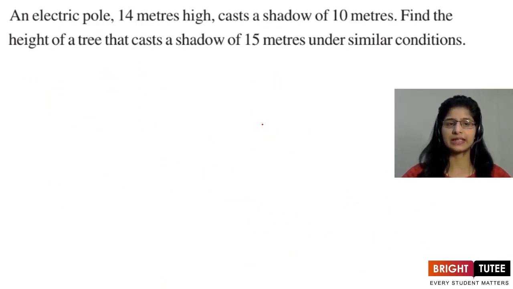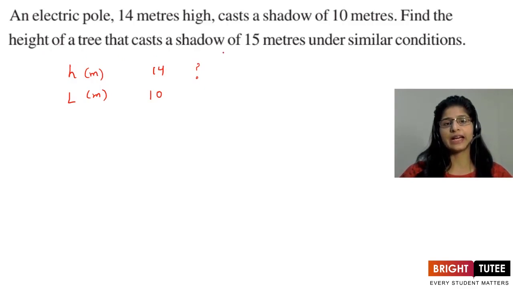In this question it is asking about an electric pole. There is an electric pole 14 meters high. So the height is given to us in meters, and it is 14, and it casts a shadow of 10 meters. So we will just represent it with the length of the shadow also in meters, and it is given as 10 meters. Now they are saying find the height of the tree. What we have to calculate? Height of a tree that casts a shadow of 15 meters. So shadow I am writing here, under similar conditions.